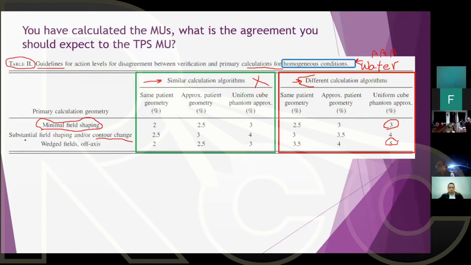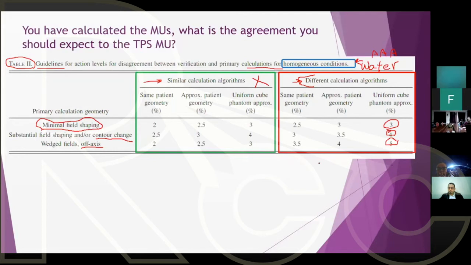So in these cases, you would expect up to 4%. Now, if you have wedges, which probably most of the time, 3-field rectum, we have wedges. Lung treatment, if you have 4, 5, 6 beams, you have wedges for sure here and there. You're doing some abdominal treatment, brain treatment, for sure you have wedges. If you have wedges or you have an off-axis calculation point, then you can expect up to 5% agreement.